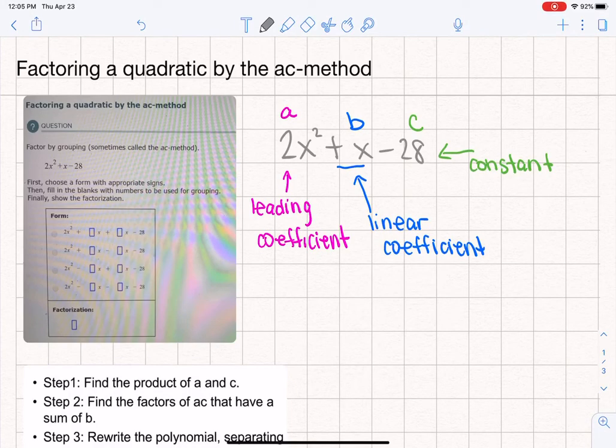Hello, today we're going to go over factoring a quadratic using the AC method. This is one of the questions in the ALEX program.